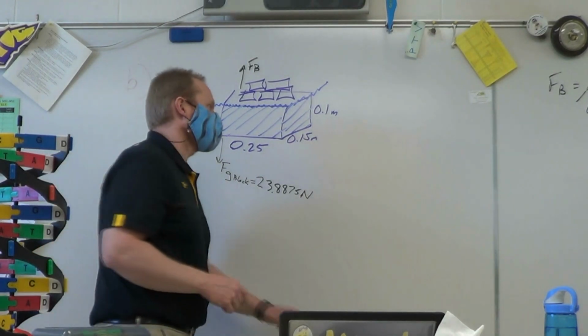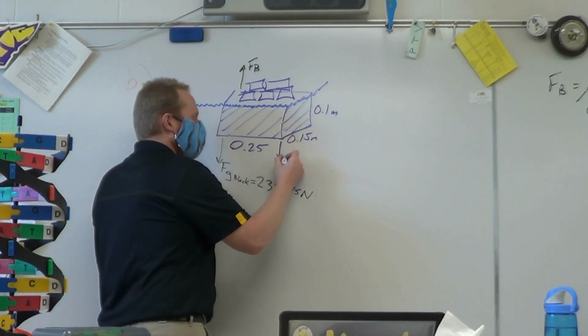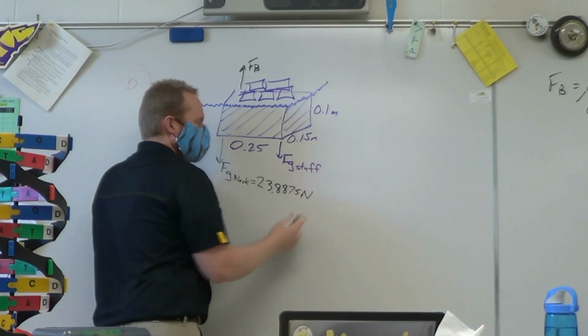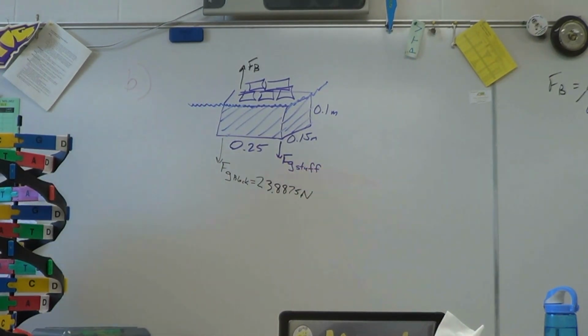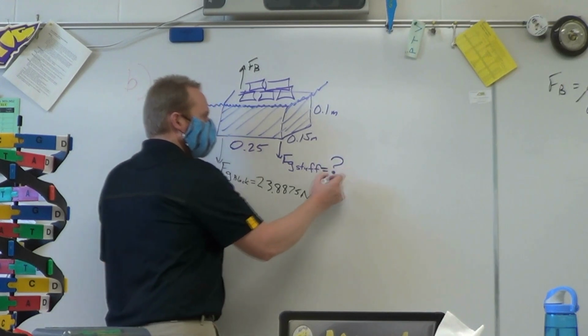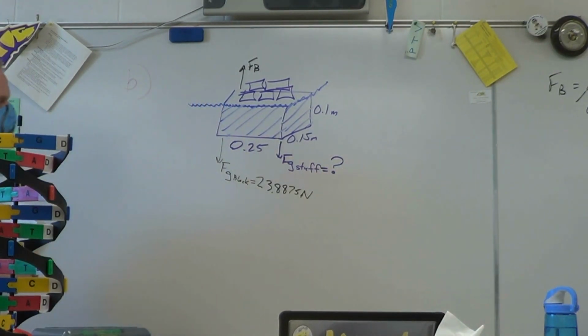But we can address that separately by saying, well, now there's another F of G, and in this case, it's what I'm just very generically going to call stuff. So we have to take the F of G of the stuff in the canoe, or on this raft, or on this block, and now we're trying to figure out how much stuff this block can carry.